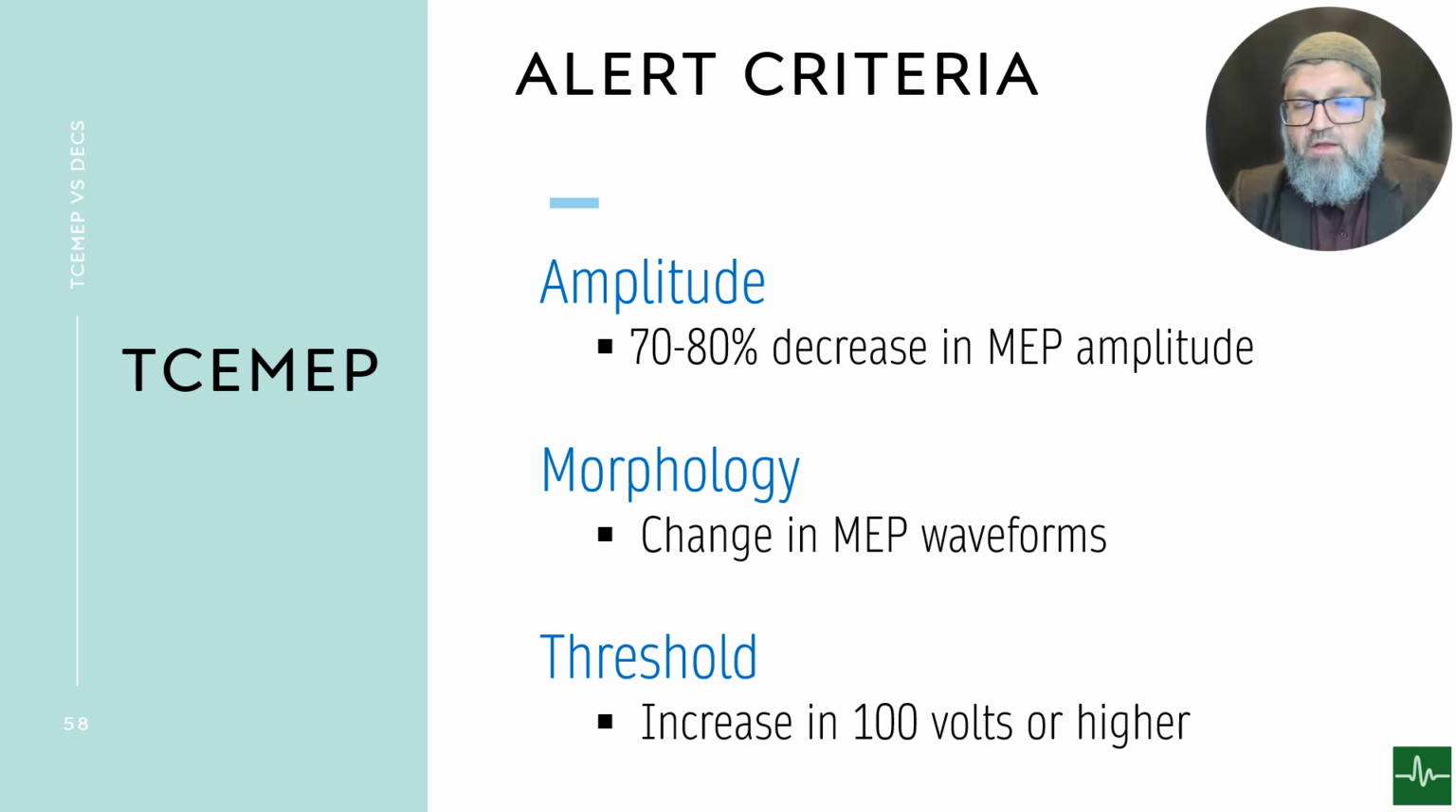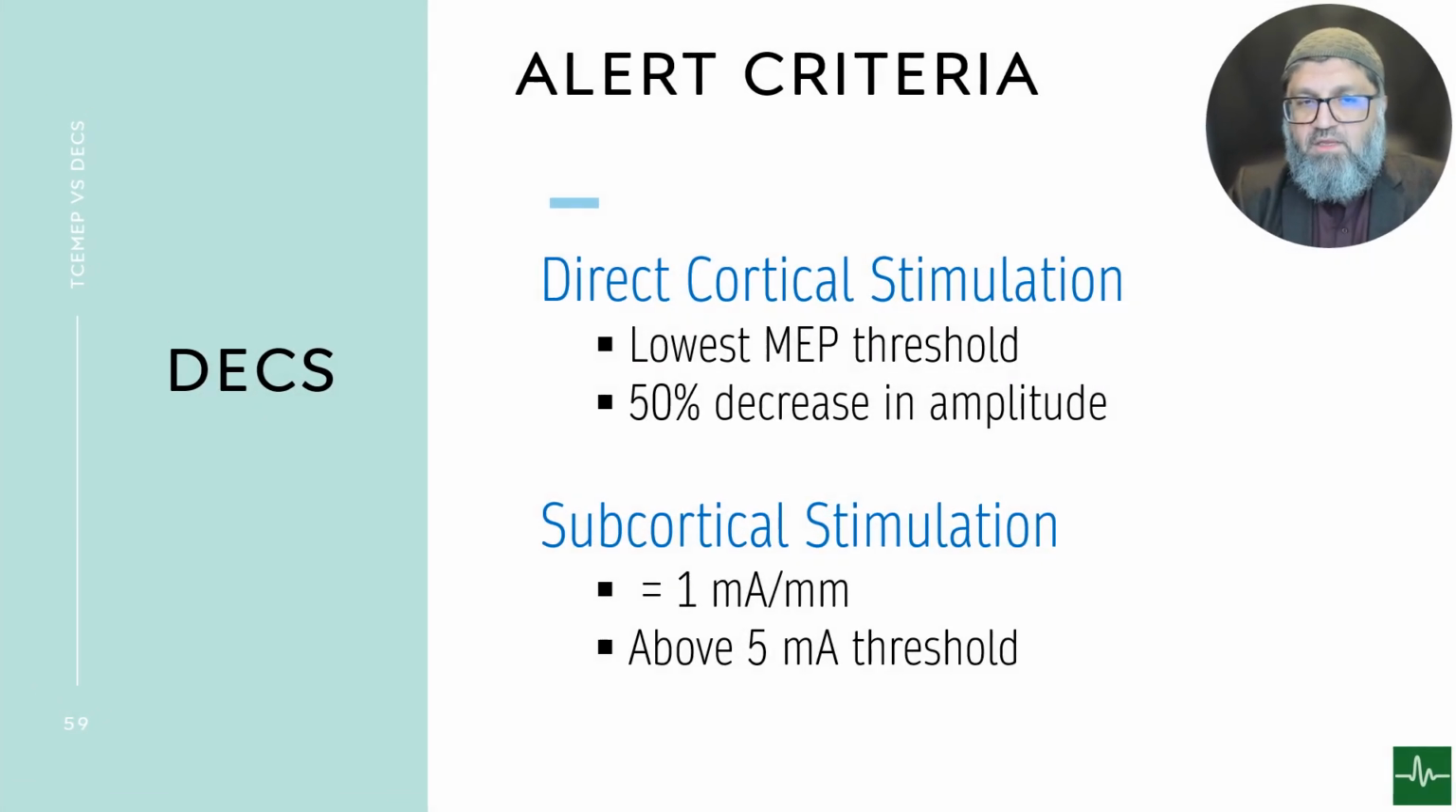During the surgical procedure, if you have to increase more than 100 volts to get the same response we were getting at the previous threshold, that means something is wrong. So one of them, two of them, or three of them, in different combinations, but those are the three things that we have to look at for criteria.